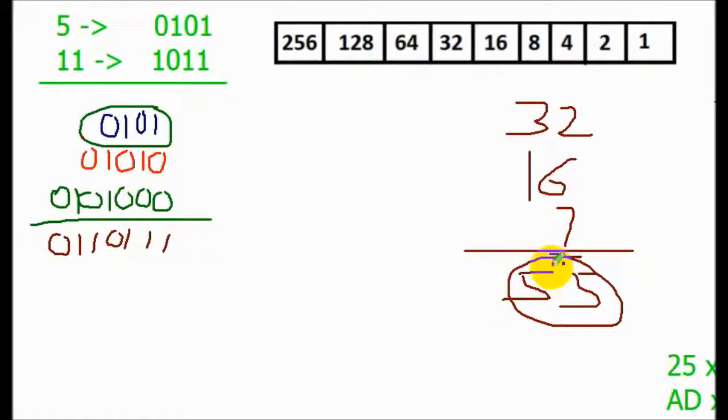I'm going to show you just one more example. But that'll be part 2. That's all for now. And that was multiplying binary numbers.